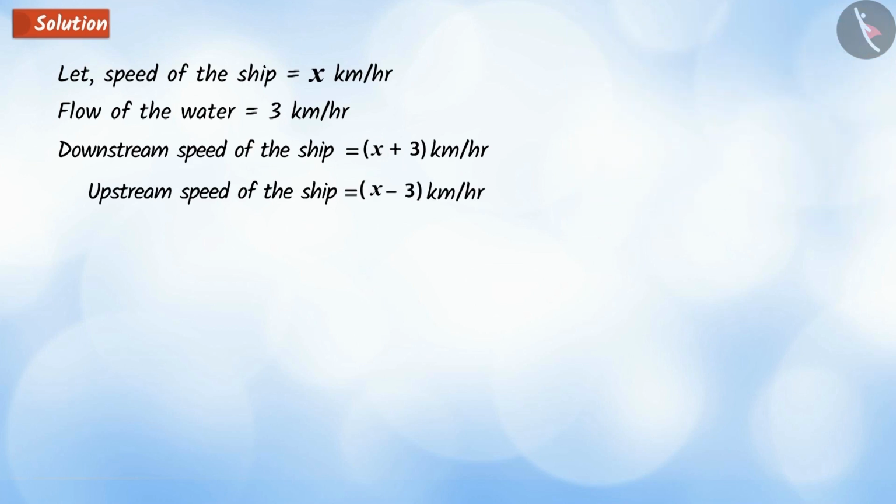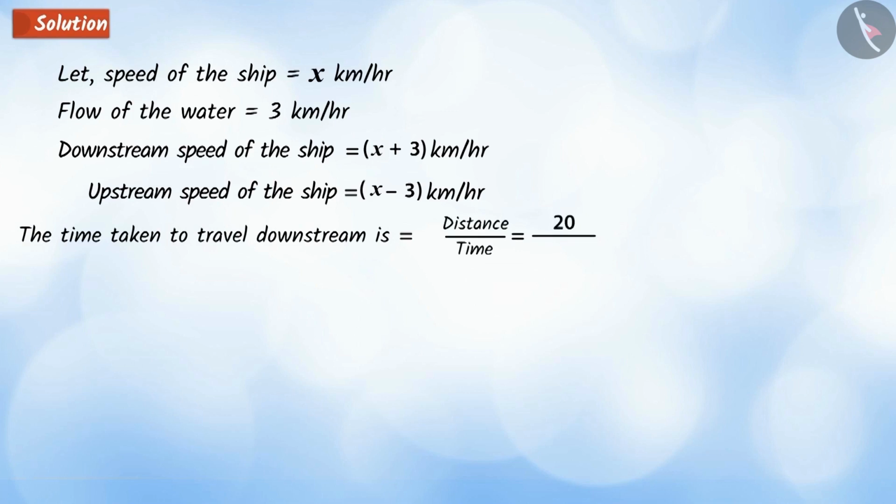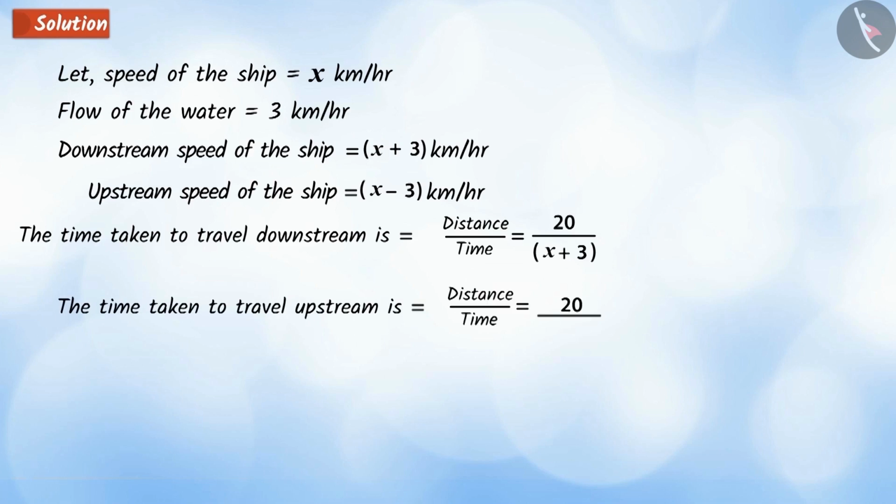The ship moves 20 kilometers favorable to the stream and 20 kilometers against the stream. So the time taken by the ship to go favorable to the stream is equal to 20 by (x plus 3), and the time taken to go against the stream is equal to 20 by (x minus 3).